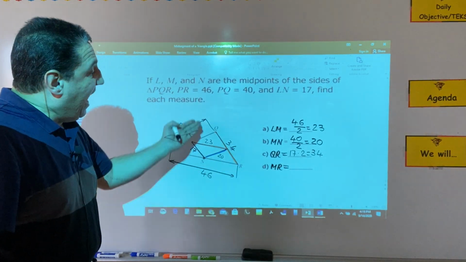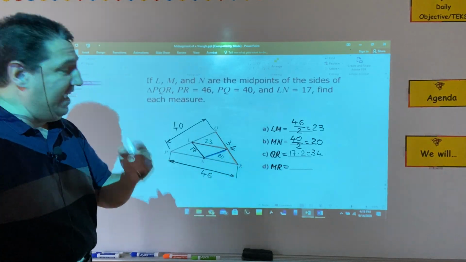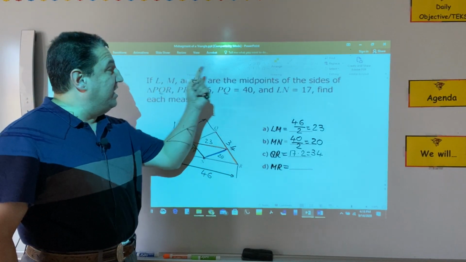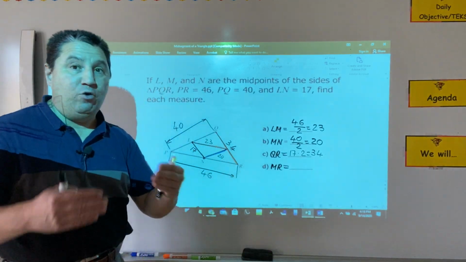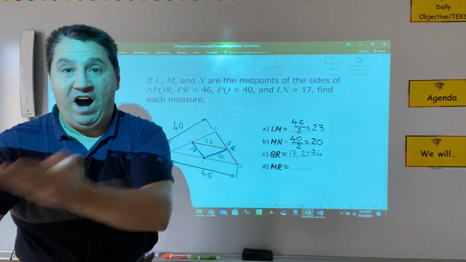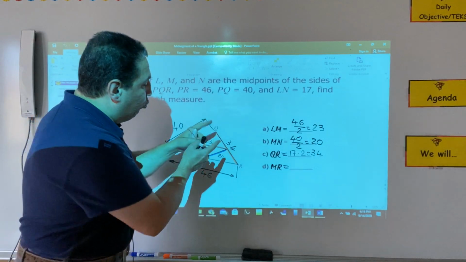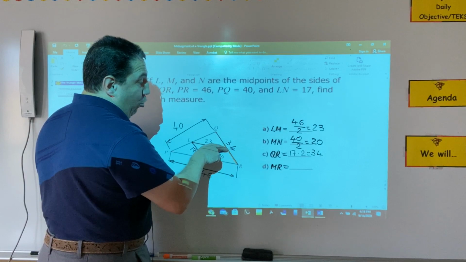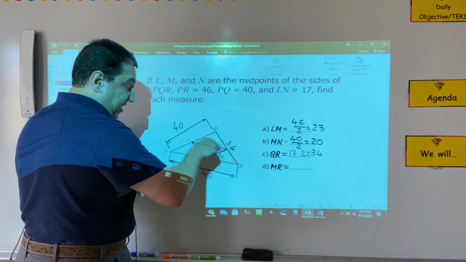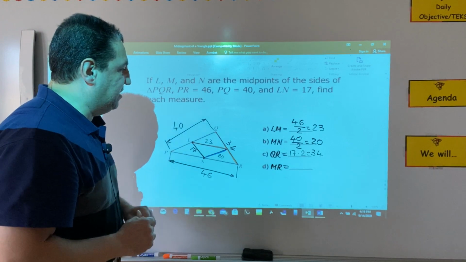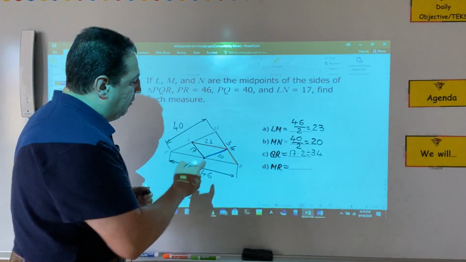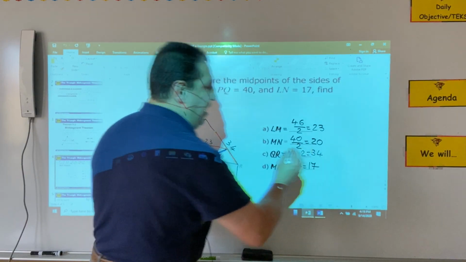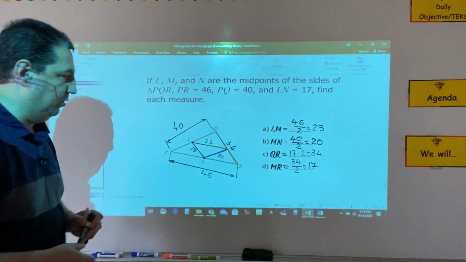MR is half of QR. Why? Because point M, according to the problem, is a midpoint of QR. And we know a midpoint divides a segment into two congruent segments, which means MR would be congruent to MQ, because M is in the middle. So we can conclude MR would be 34 divided by 2, which is 17. Good.